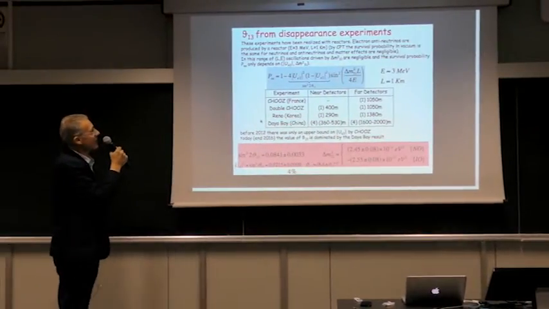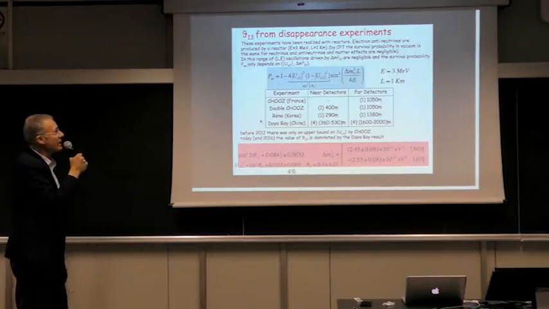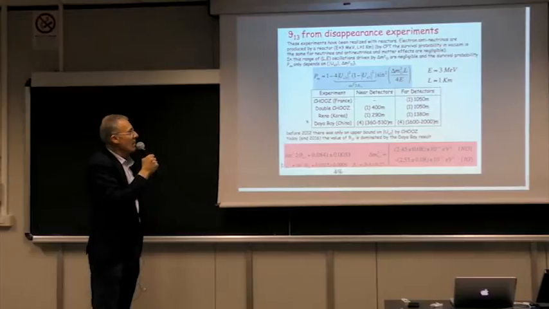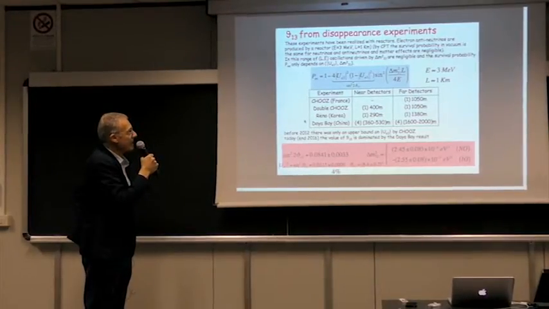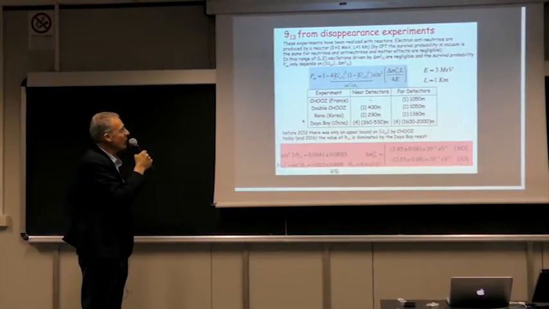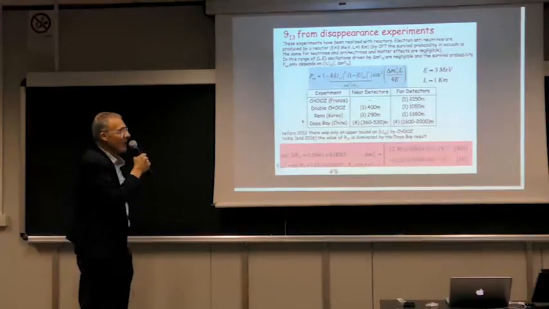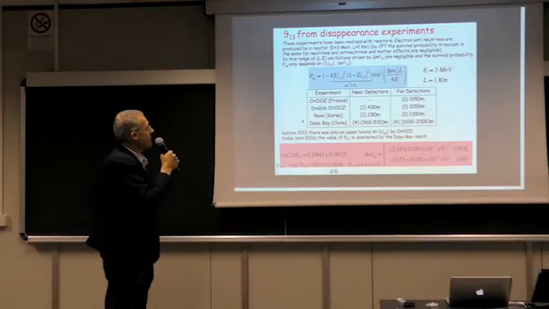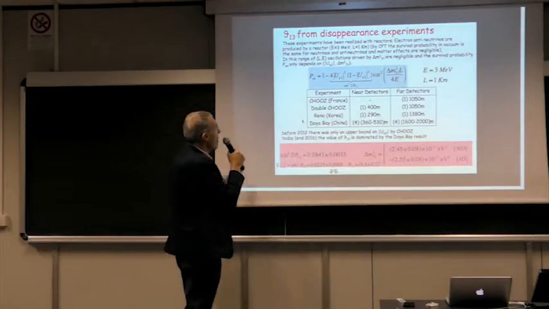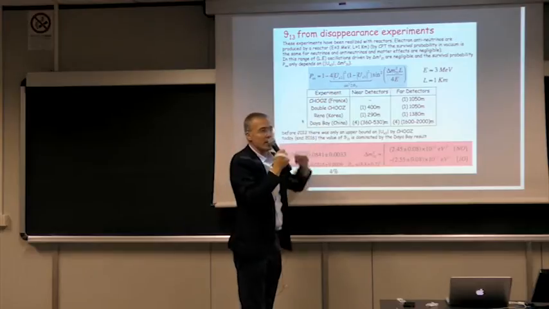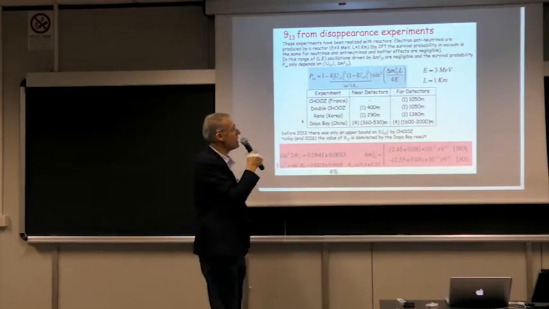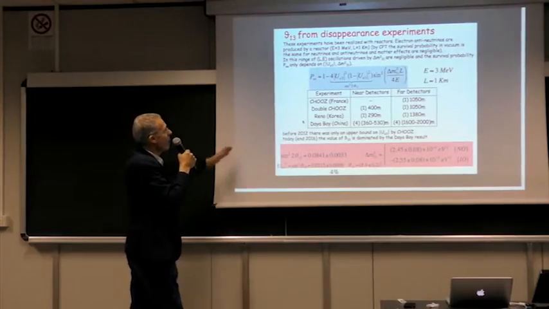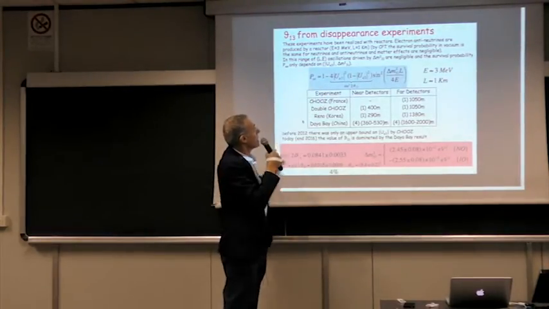Last topic is theta 13. So far we have set theta 13 to 0, but there are experiments that are sensitive to theta 13. And there are two types of experiments. We have experiments that are sensitive only to theta 13 among the elements of the mixing matrix, and these are the experiments realized with reactors with a baseline of about 1 kilometer.